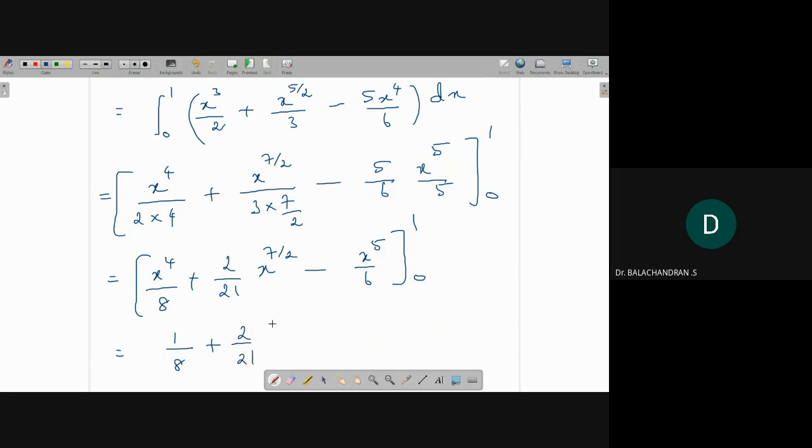Sir, x power 4 by 2 plus 3, no, sir? Actually 2. If you integrate x power n, it is x power n plus 1 by n plus 1. If it is 4, here 4, and already here we have 2. Okay, sir. I think you got it.